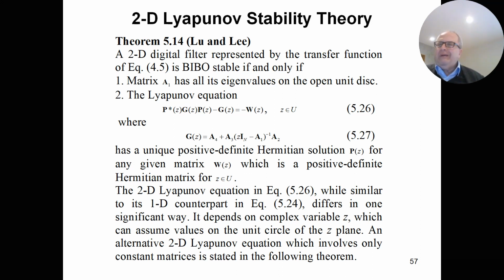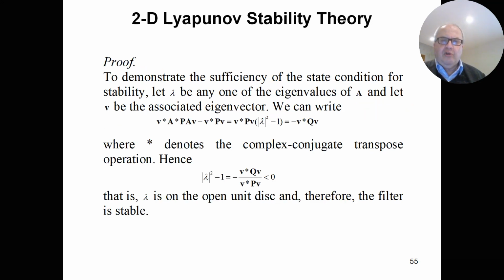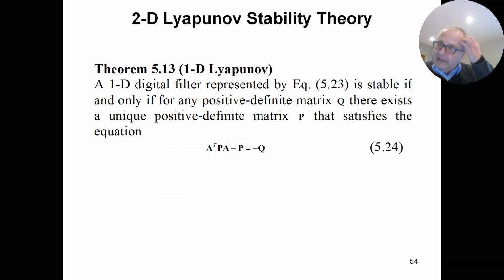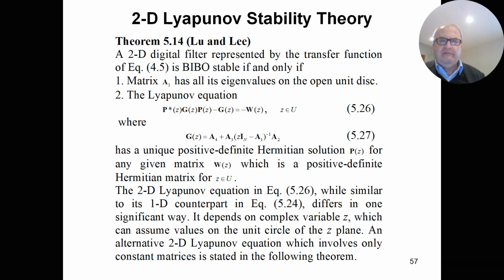So, in a few words, the two-dimensional Lyapunov stability theorem is, of course, a generalization of the one-dimensional Lyapunov theorem, like this, but here the matrices do not contain numbers, but contain polynomials of one variable.